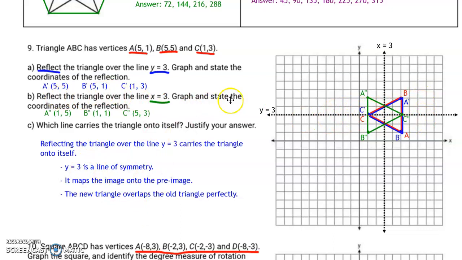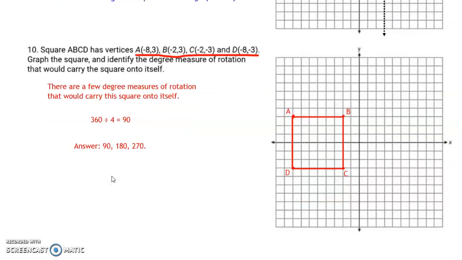And then we're supposed to reflect over x equals 3. This is that line, and it is still overlapping a little bit, but it's not a perfect overlap. You can notice that it is on top of, but not completely covering. These are 3 different reasons that you could say that it's carried onto itself. They're all going to get you the same number of points.